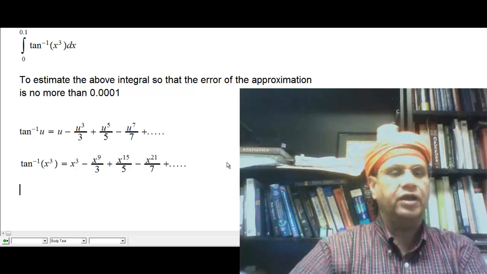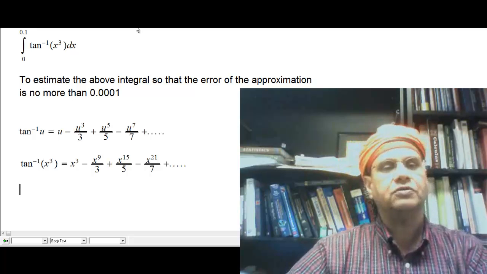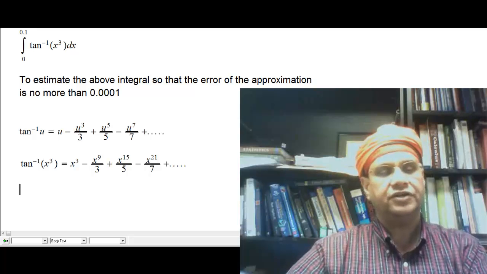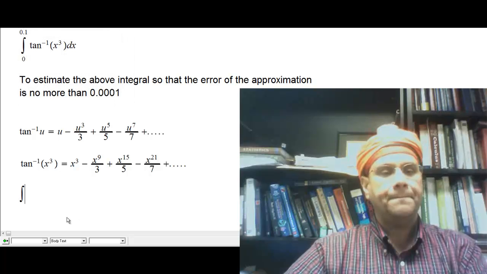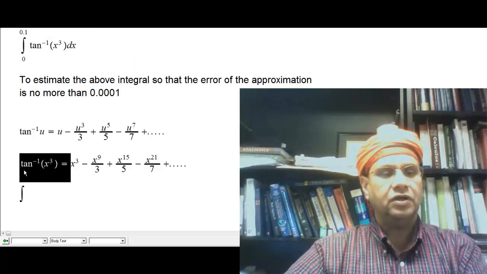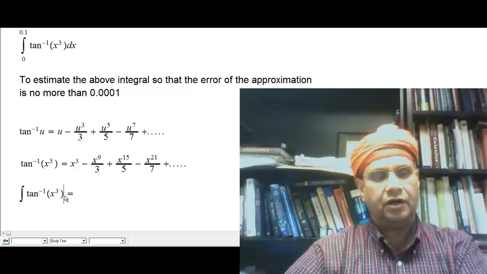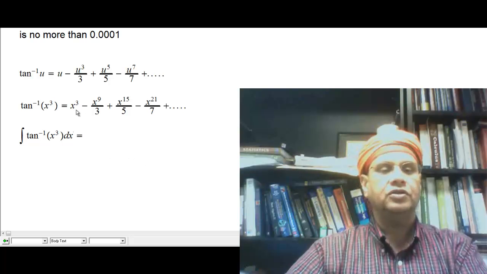Now if I take the antiderivative of each of the terms, this is a convergent series, so I can integrate it term by term. I'm just doing a shorthand in writing, so pardon that. So this would be what?